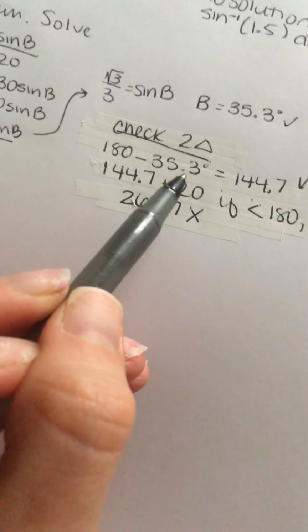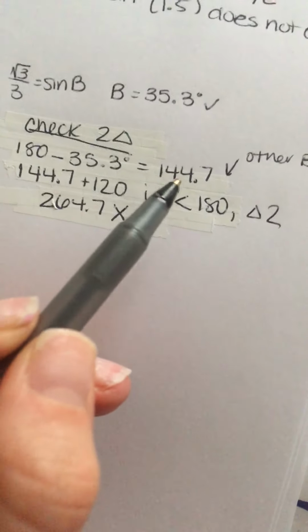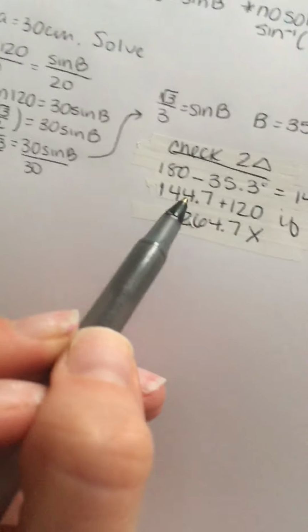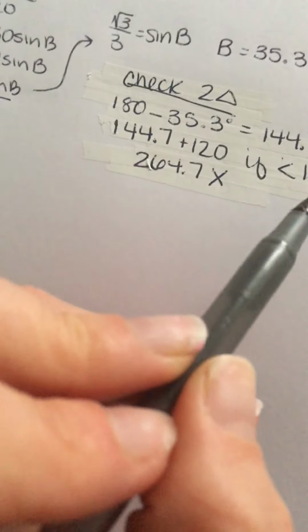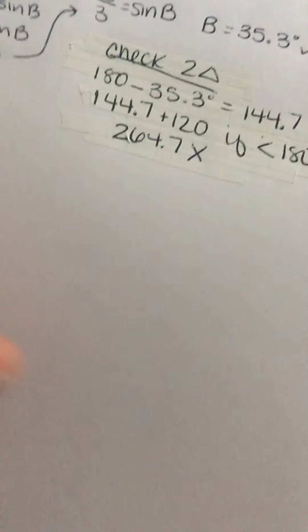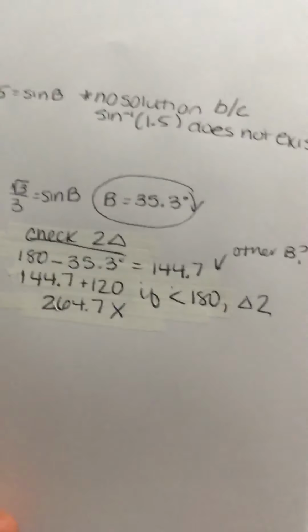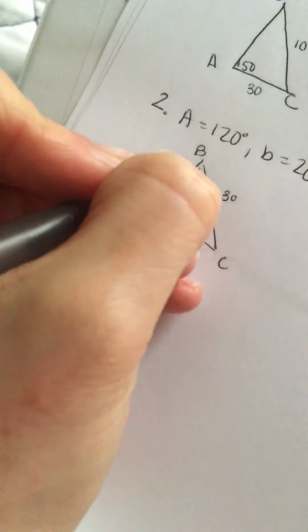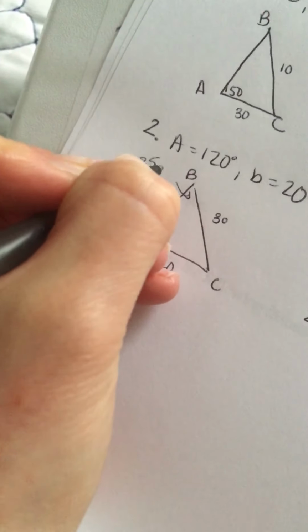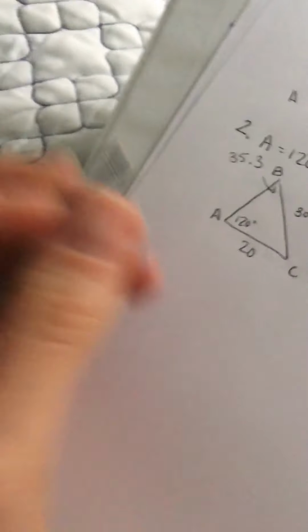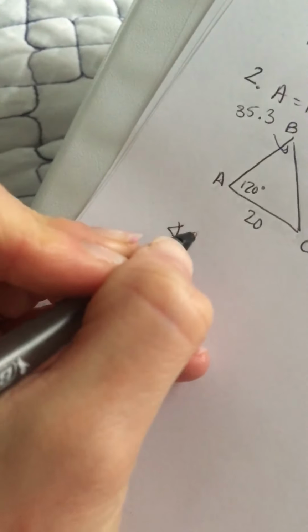You take 180, you subtract it from the angle you found, and that is our potential other angle. And then you just add it to the angle that we know. And if it's less than 180, there's two triangles. And if it's not, you don't have two triangles. So the only B we have is this 35.3. All right, great. So 35.3 is our B, and we can find angle C relatively painlessly.